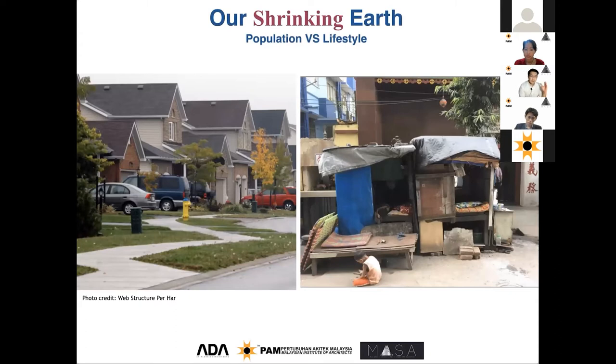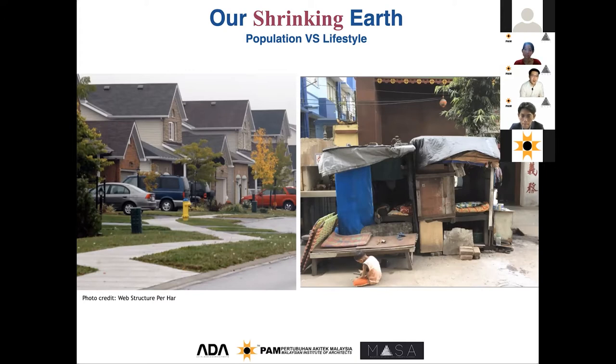Now, on the left-hand side is America. Most of the American towns, they stay in big houses. They're driving big cars, SUVs, MPVs. And on the right-hand side is a photo taken in one of the China villages. So can you see that with just a small footprint, these people can live already? The house, or I don't know, whether this is called a house or a room or a bed, is so small.